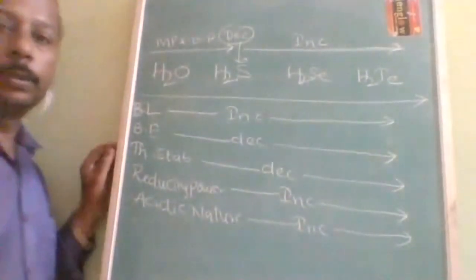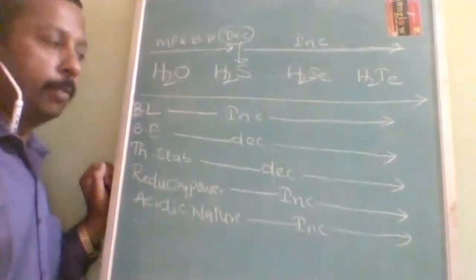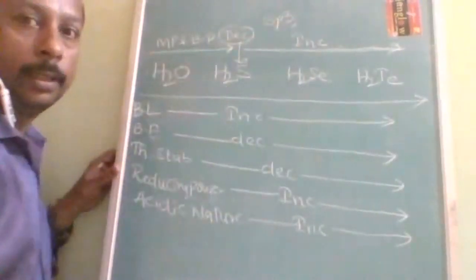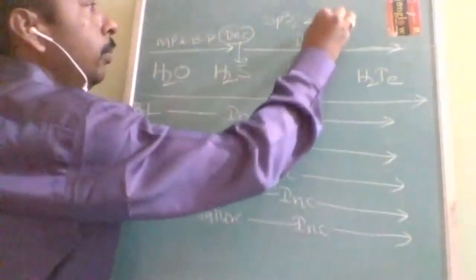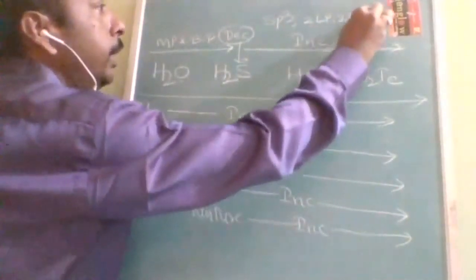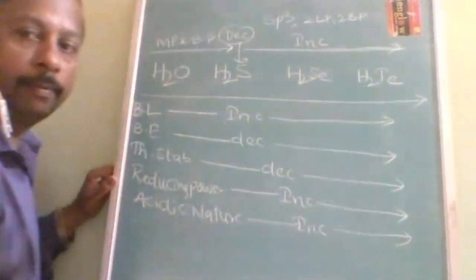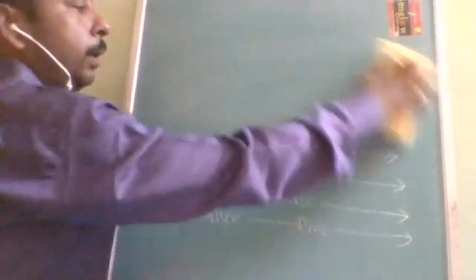So this is the summary of the hydrides of group 16 elements, and one common point is all of them are sp3 hybridized, with two lone pairs and two bond pairs. What is the shape? The shape will be V shape, otherwise called bent shape or angular shape.